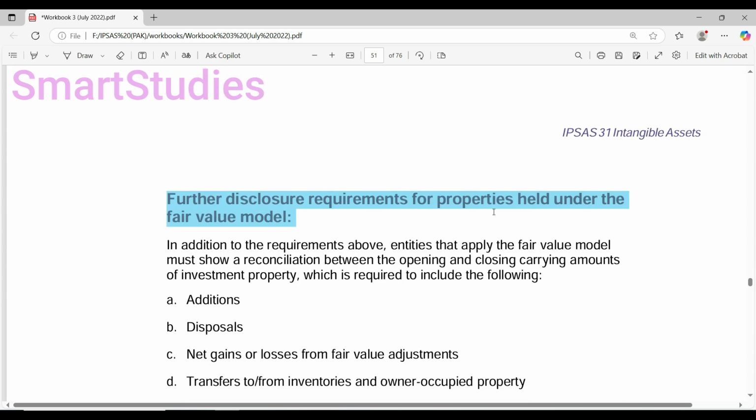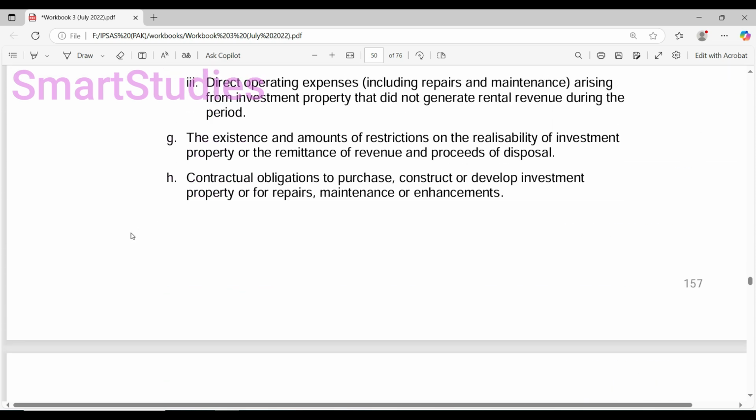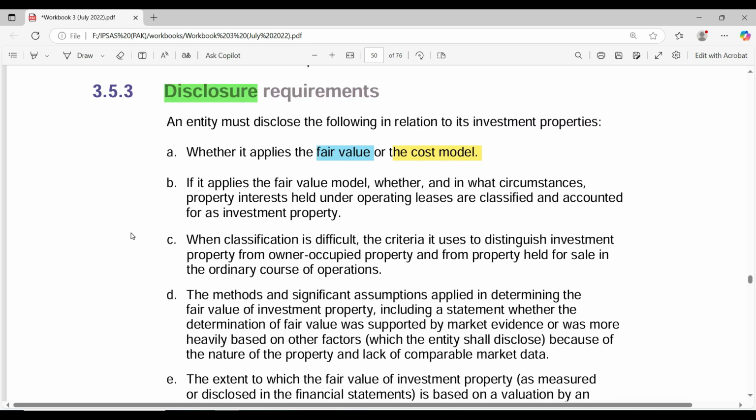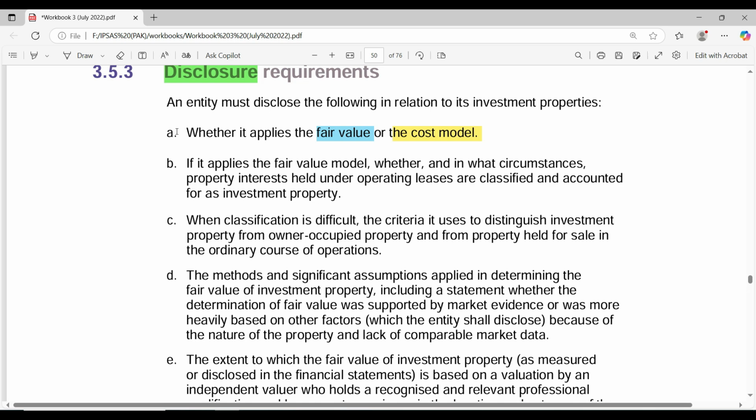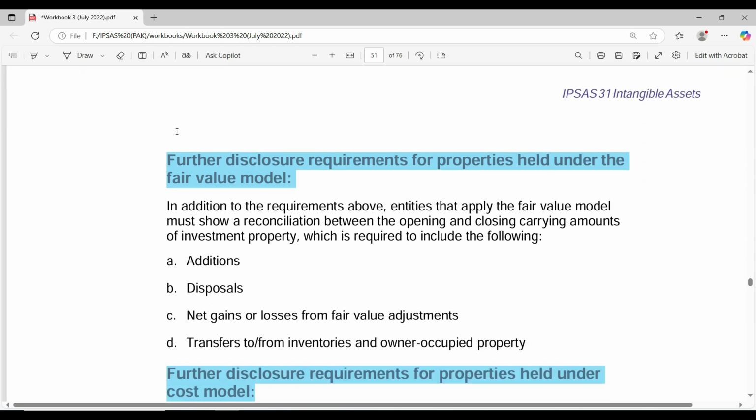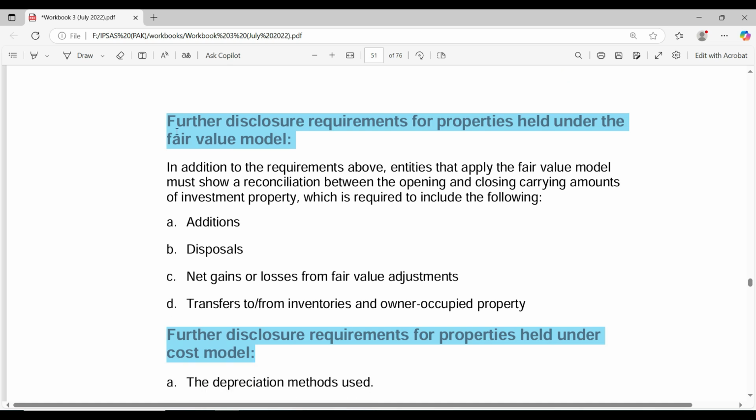Further disclosure requirement for properties held under fair value models. Here is an important point. The disclosure notes we discussed from here, A, B, C, D, E, F, G, H, are the important disclosure notes, and the further disclosures are less important. If you have the option to choose disclosure notes from both, you should opt for the main disclosure notes.